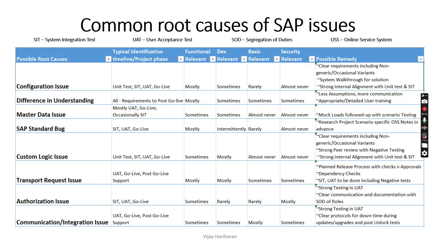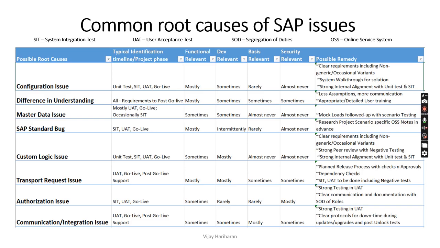Now, since blueprinting is typically carried out by the functional folks, this is mostly functional relevant. Doesn't mean that a difference in understanding cannot happen in the other teams, and that's why you see that in development, basis, and security, it's also mentioned that this can happen sometimes. For example, a role is assumed for one duty, one role, but the customer has also assumed that you will have a display and a change role differently created.